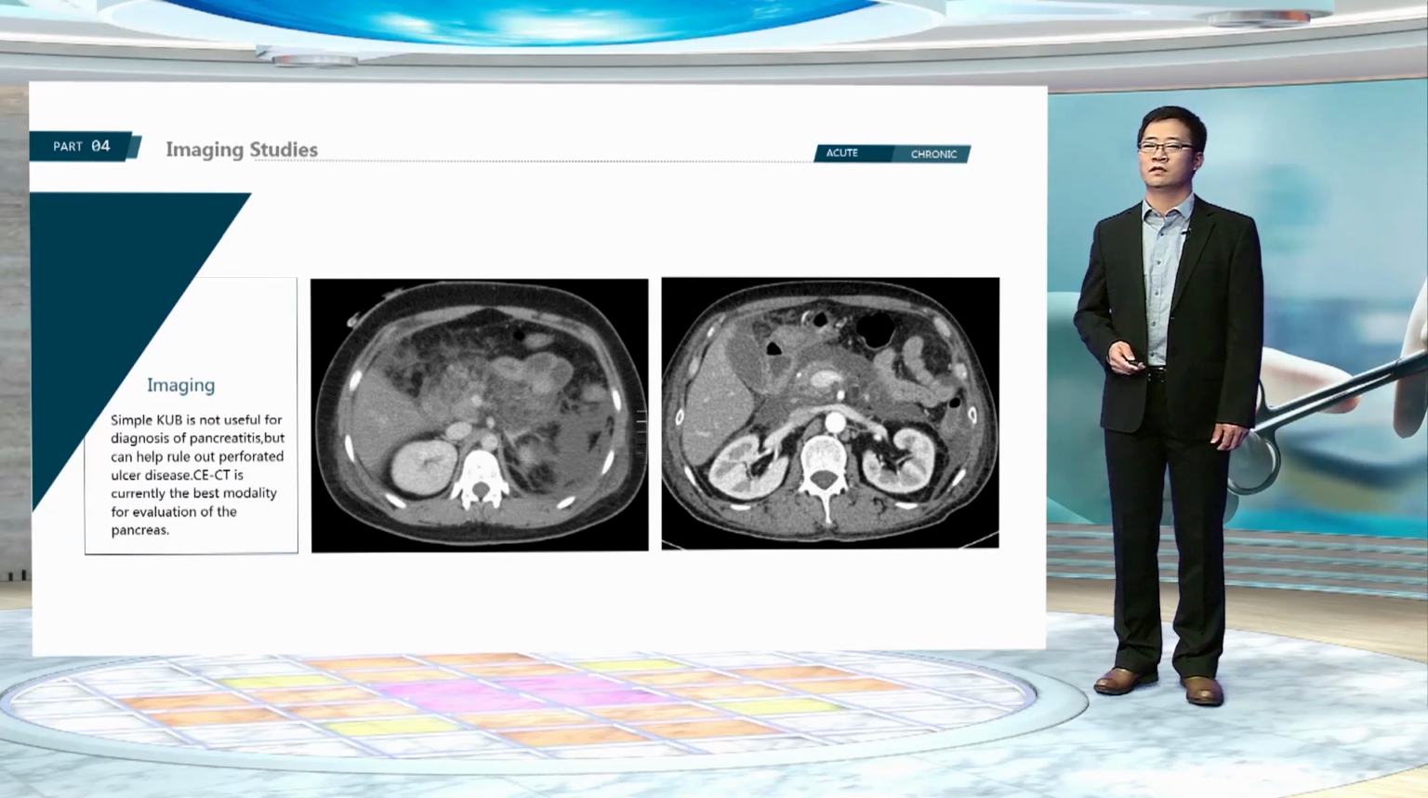Here is the imaging of acute pancreatitis. Simple KUB X-ray is not useful for the diagnosis of pancreatitis, but it can help to rule out perforated ulcerative disease. Nowadays, contrast-enhanced CT is currently the best method for evaluation of pancreatic disease.